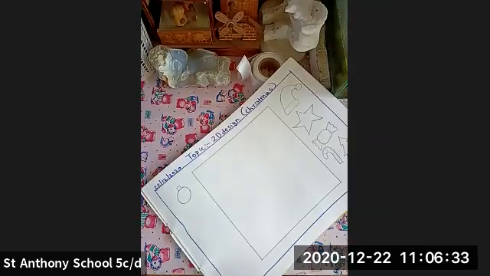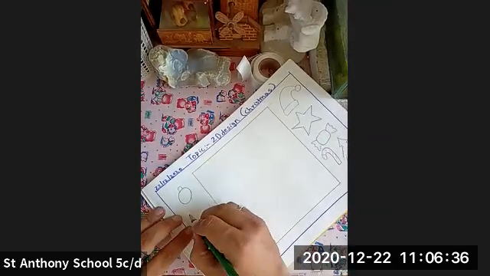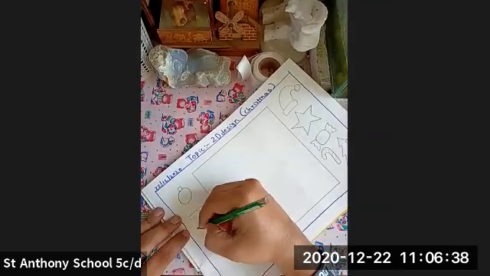Okay, so these are the outer shapes. Yes, one more thing. Yes, very good, very good. Yes, the gifts.